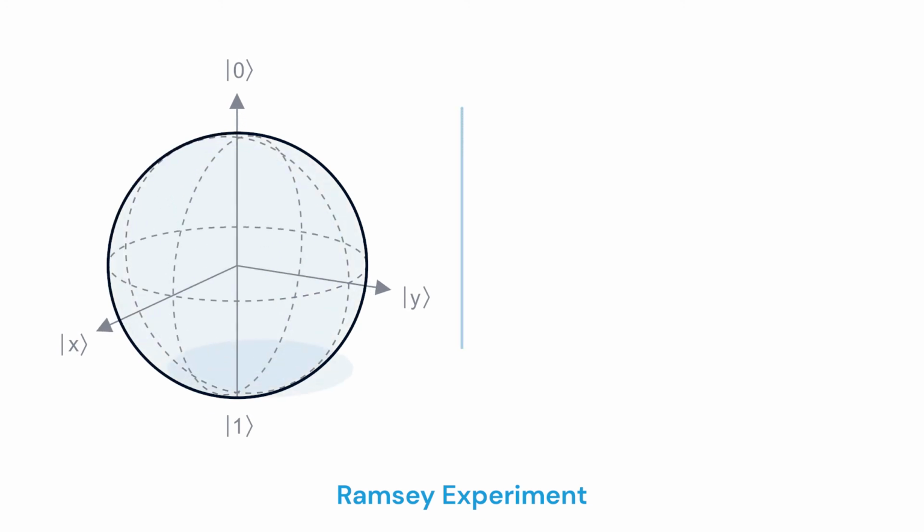We perform a Ramsey experiment to measure the aggregate effect, T2 star. By applying again a pi over 2 pulse, we bring the spin in the xy plane. After that, we wait to let the transverse spin precession happen. The spin rotates around the xy plane with the Larmor frequency. After a time t, we perform the same pi over 2 pulse and perform a measurement in the z basis.